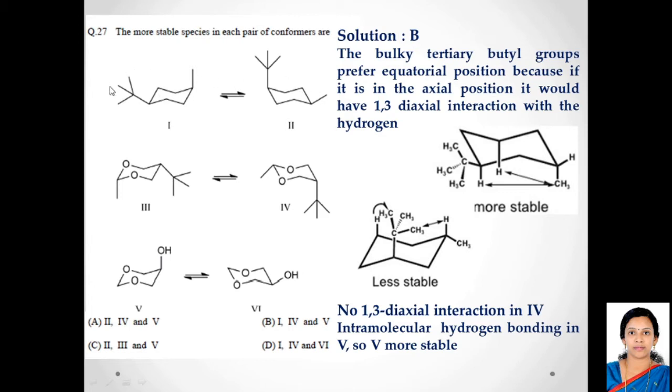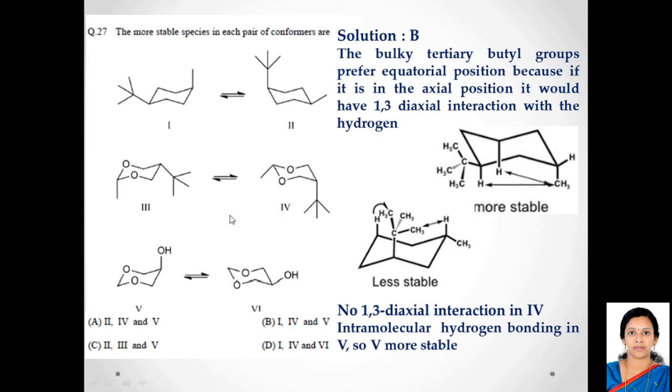So over here there is no steric hindrance, as the bulky tertiary butyl group is on the equatorial position. There are no such 1,3 diaxial interactions. So this is more stable. This is not as stable as this because here we have steric issues. There are 1,3 diaxial interactions.